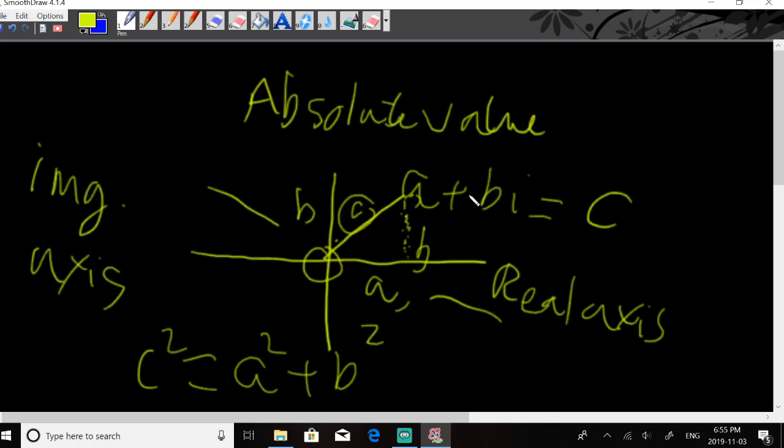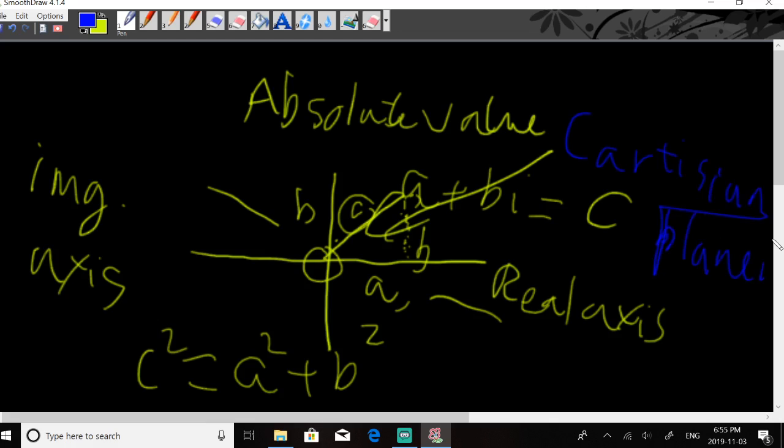This is called the Cartesian plane. Yep, that's basically what it is. So on the next page, I'm sorry if you guys are confused, but I'm going to edit this.